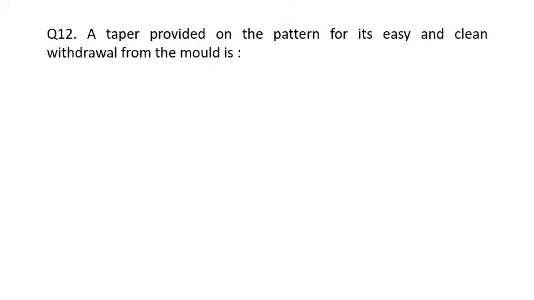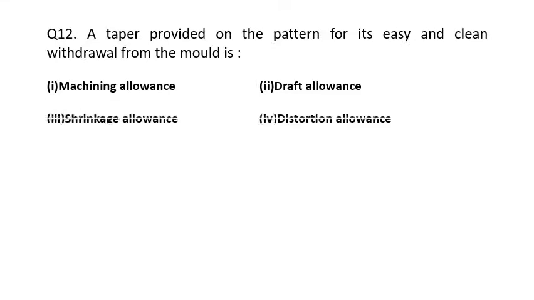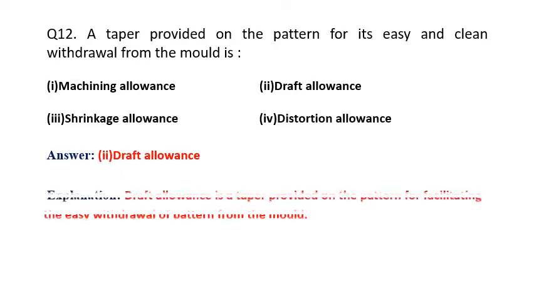Question number 12. A taper provided on the pattern for its easy and clean withdrawal from the mold is: 1. Machining allowance, 2. Draft allowance, 3. Shrinkage allowance, and 4. Distortion allowance. This has been already discussed in one of the previous slides. Answer is 2, draft allowance. Draft allowance is a taper provided on the pattern for facilitating the easy withdrawal of pattern from the mold.